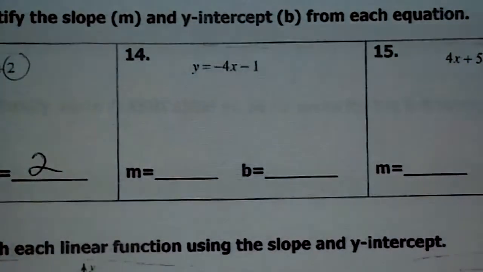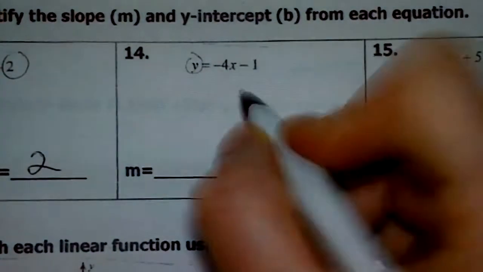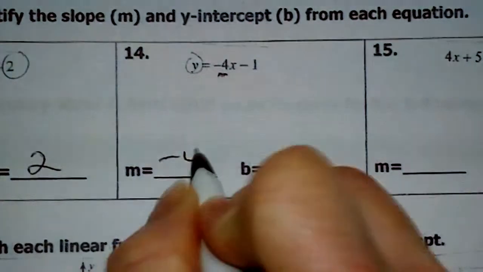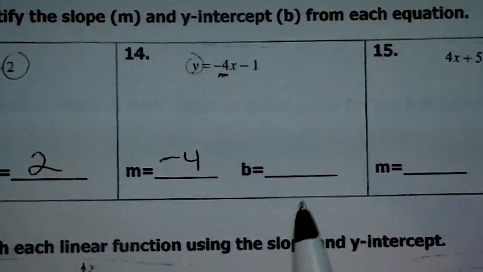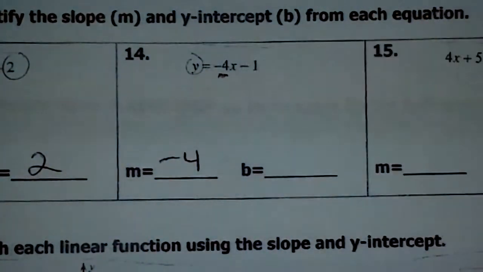Look at the next one. y is already alone. The number next to the x is a -4. Some people on their test wrote that b was 1. Do you see how this is -1?